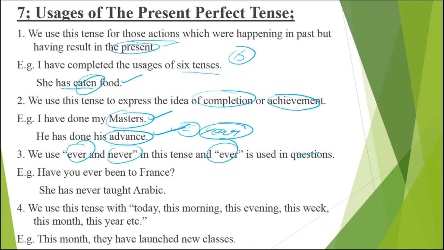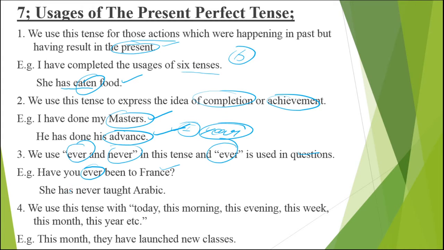Ever means the same. Like, have you ever been to France? Now this means that have you ever visited France in your all life or in your entire life? That is known as ever. So ever is used in asking questions. Have you ever been to France?